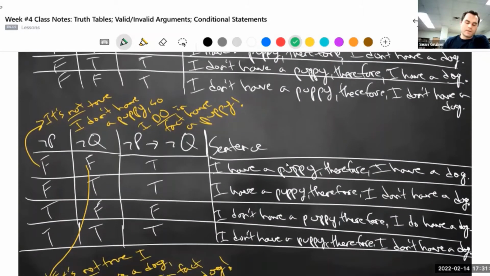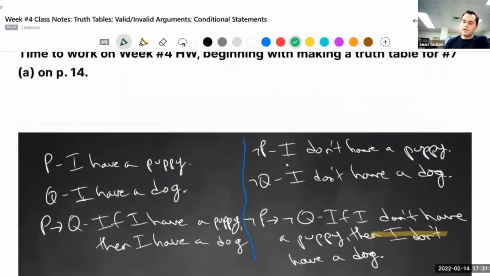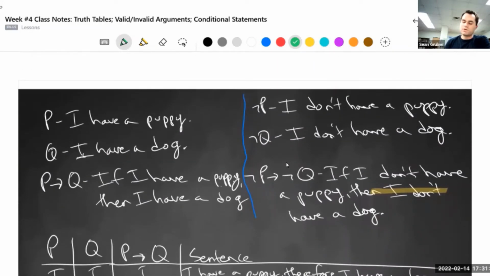Okay, let's look at the inverse case up here, right? So just to remind ourselves, not P means I don't have a puppy, not Q means I don't have a dog. Not P implies not Q means if I don't have a puppy, then I don't have a dog. Okay, let me clean this up here. If I don't have a puppy, then I don't have a dog.